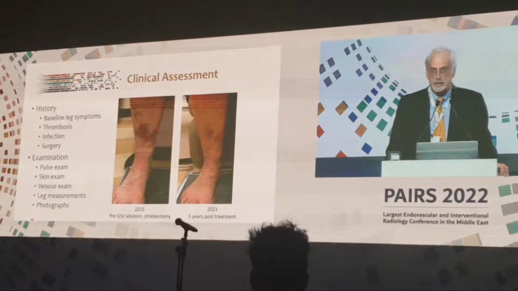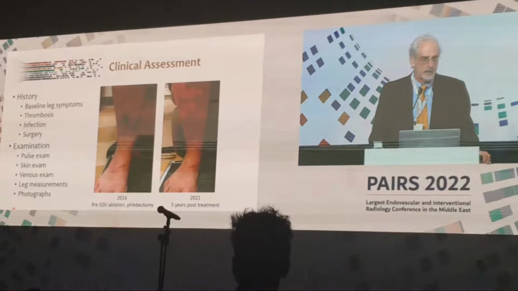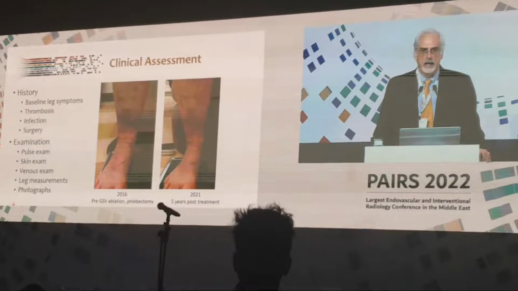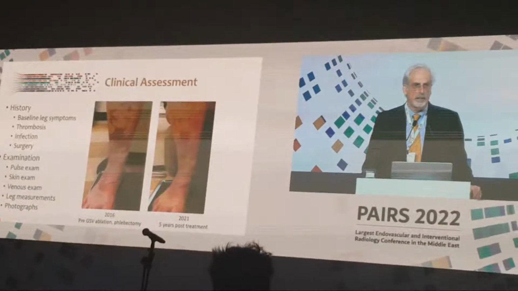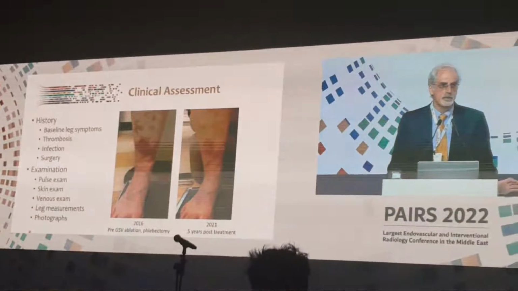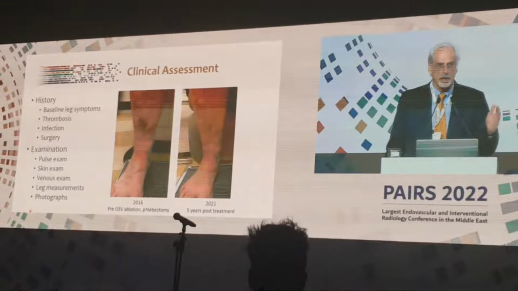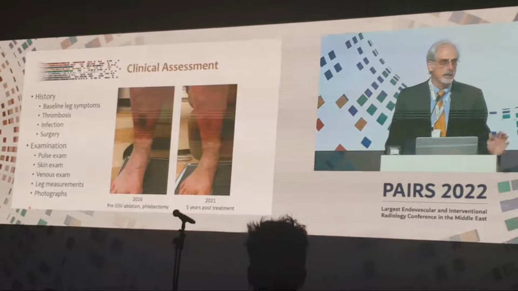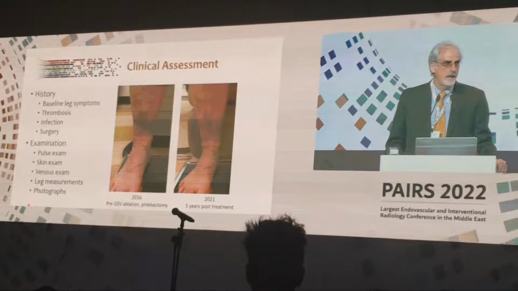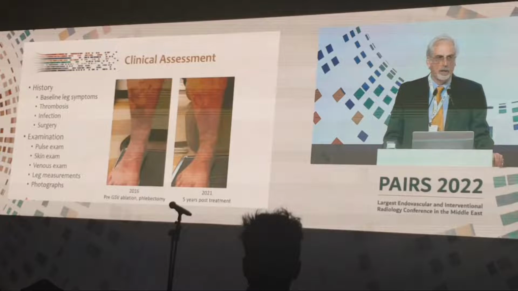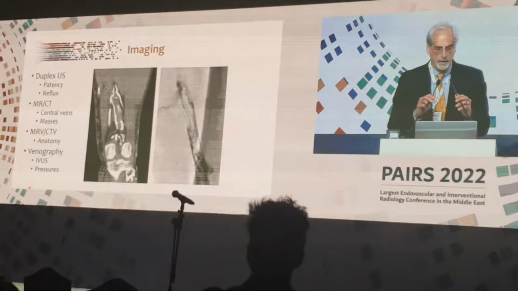So you want to check the pulses, make sure that you do a full vascular exam, look at the skin and the venous system, measure the leg, and I really encourage you to take photographs. We're very fortunate that we have an electronic medical record that tortures us, but the one good thing about it is that it's easy to put pictures into the chart so you can document over time. This is a patient who had obvious post-thrombotic findings in the skin and a remarkable change over time. The photographs allow us to identify it.